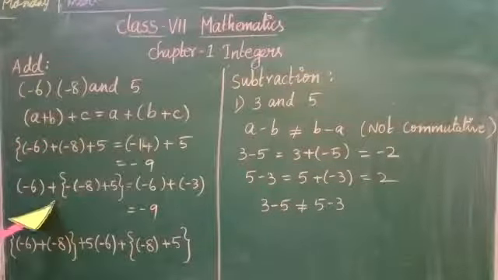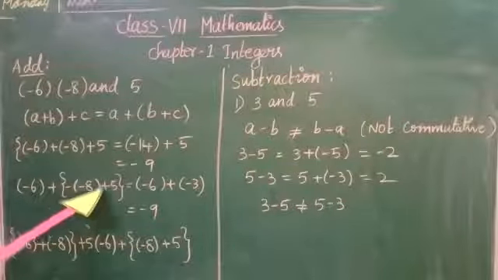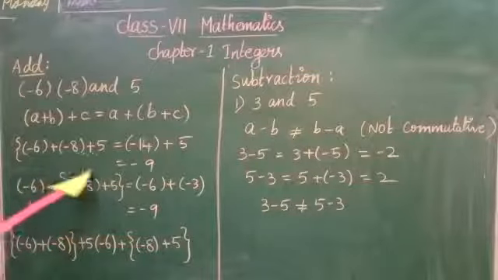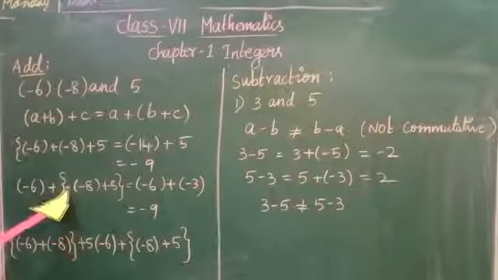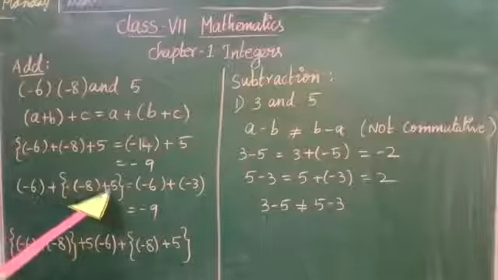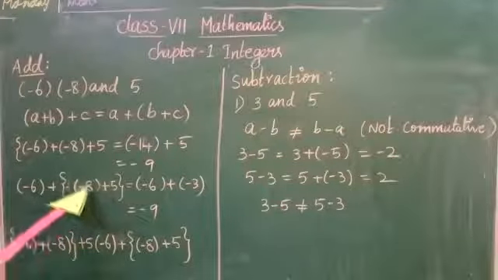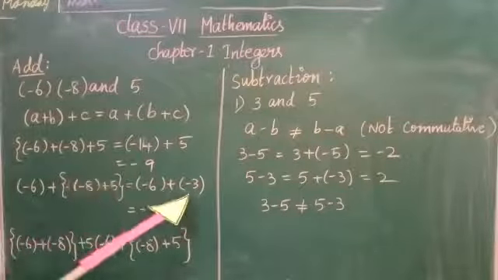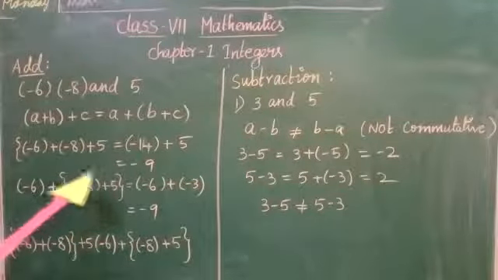Coming to the right hand side: minus 6 plus the bracket of minus 8 plus 5. Now we have to do the bracket first, right, children? So what do we have to do? Minus 8 plus 5. What is plus into minus? Minus. Yes. So 8 minus 5 will be 3. The biggest sign will be a minus, so minus 3.